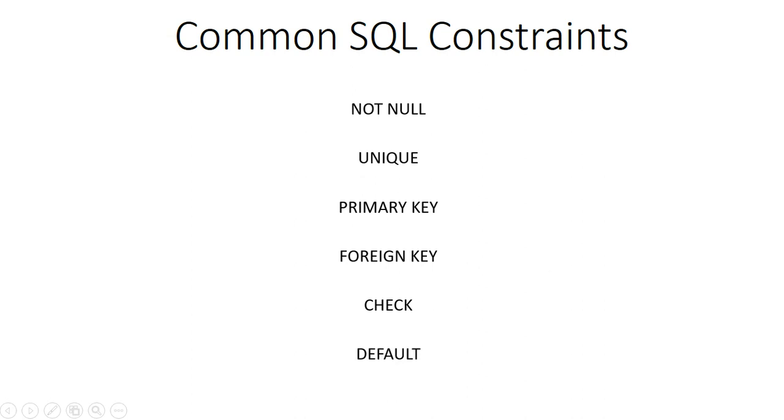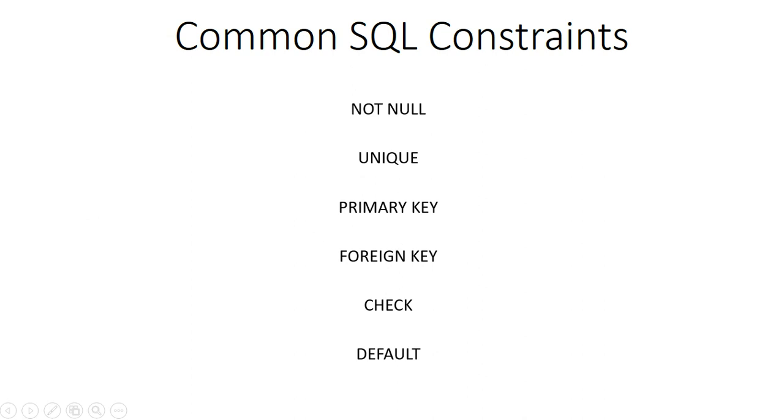Then we have default. A default constraint is used to provide a default value for a column. For example, a country column. By default, here in Zimbabwe, for all systems that we are going to use, the default value for the country column is Zimbabwe. So if you fail to put a value on country, by default, it's going to be given Zimbabwe as the country or nationality. So that's default.